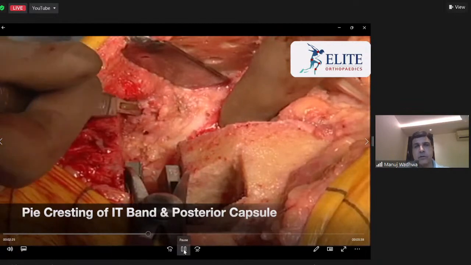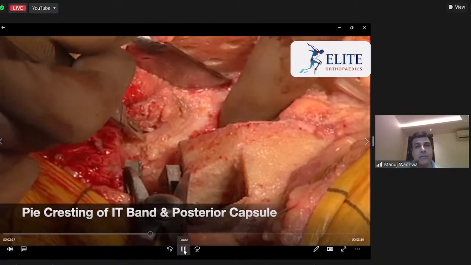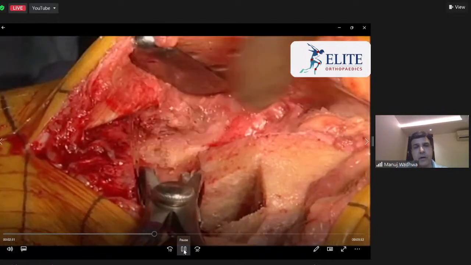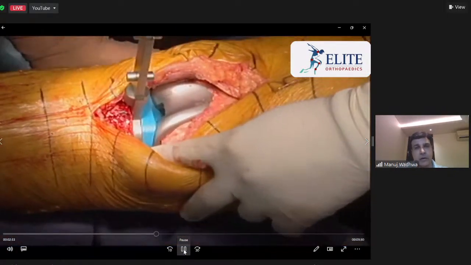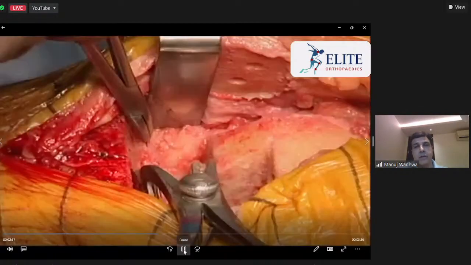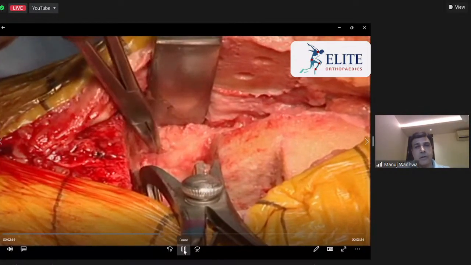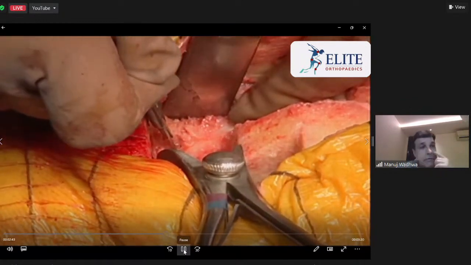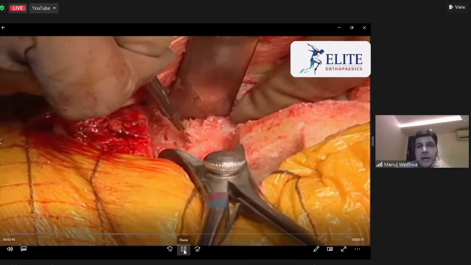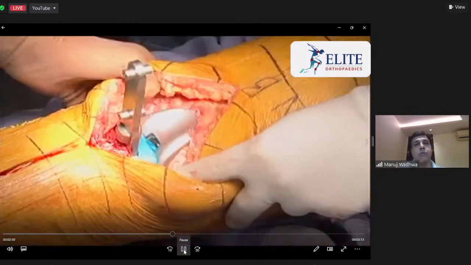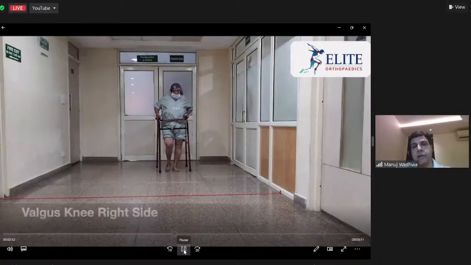You might have situations where you have very tight lateral structures: pie crusting of the IT band and posterior capsule. Use a laminar spreader and identify the tight bands. Still, you will find many times that you have a medial laxity, and tightening of the MCL is a tougher part. So the better option is to go back in and release the posterior capsule and IT band tightness with an 11 gauge needle. Once you do these, you will have a rectangular flexion gap and a well-balanced knee in flexion and extension.